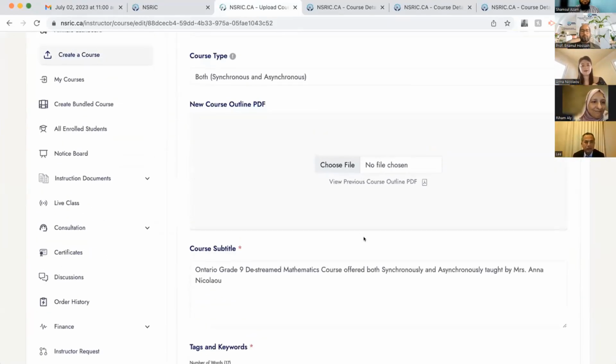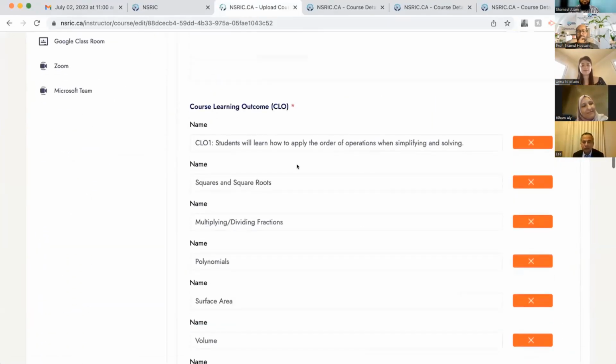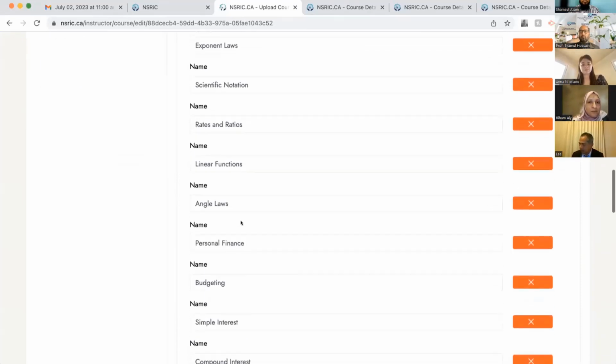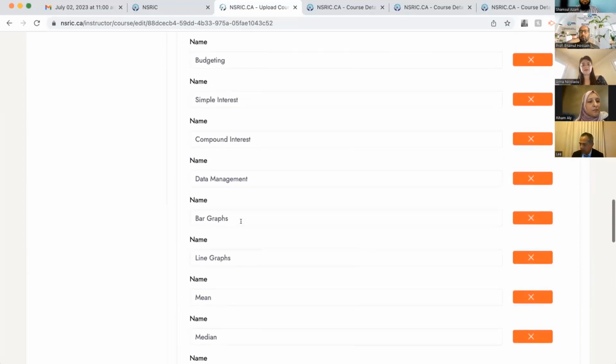All right, so I'll continue on here. So yeah, you were talking about course learning outcomes and how even if they don't have to be word for word the same as what the ministry said, they should be the same in effect, right? The same topics that the ministry covers need to be reflected in the learning outcomes. So that's important.